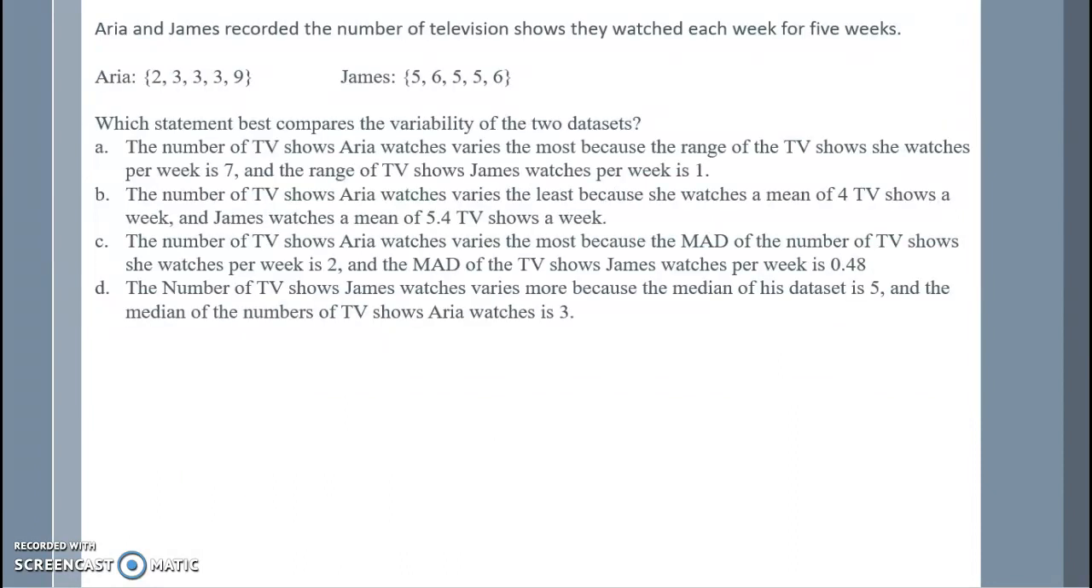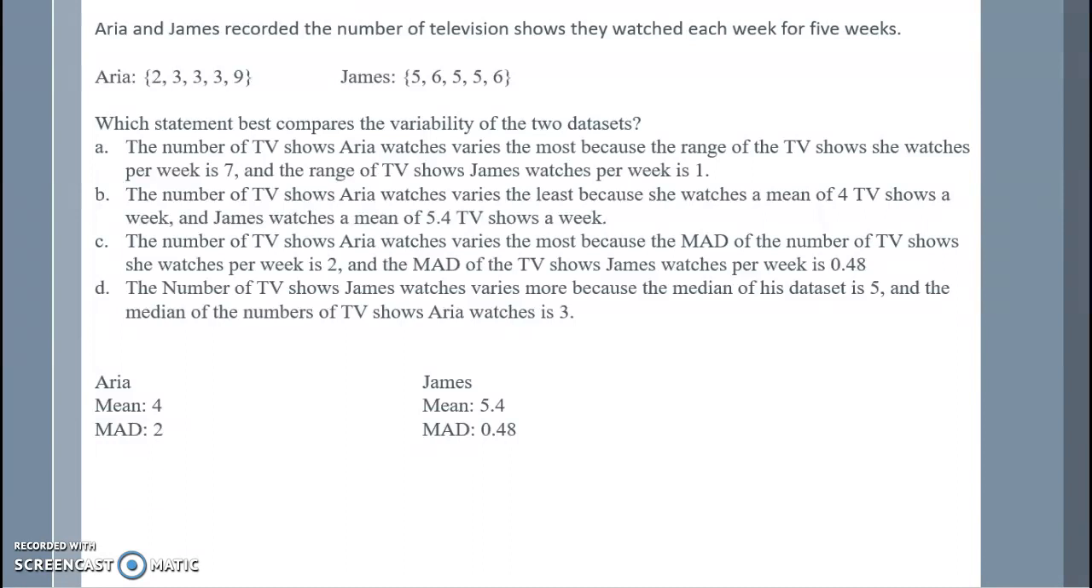Aria and James recorded the number of television shows they watched each week for 5 weeks. Here's their data. Which statement best compares the variability of the two data sets? It looks like we're talking about range, the mean, and the mean absolute deviation, as well as the median. So I've listed for us the mean and the mean absolute deviation for both of them.